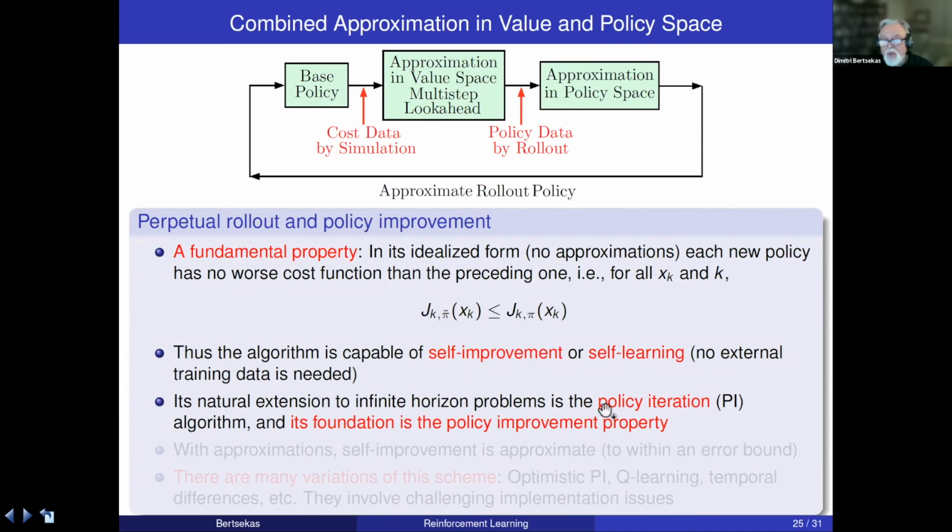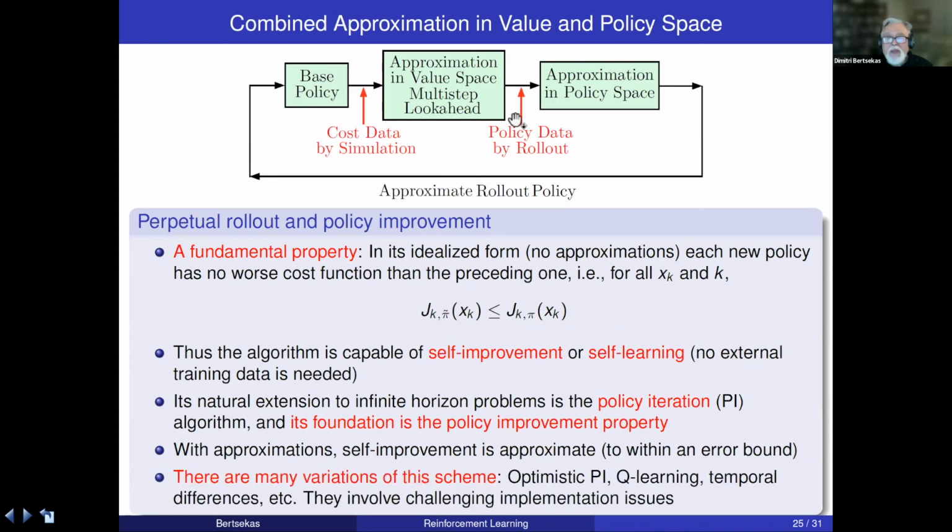Its natural extension to infinite horizon problems, the policy iteration method. This is for finite horizon problems. It's an inequality, but it also holds for the infinite horizon version, which is policy iteration. Now, if you have approximations in value space and policy space like you have here, this property does not necessarily hold. And there are some error bounds that relate the cost function of the rollout policy obtained by approximation and the base policy. And we're going to get into those a little later.